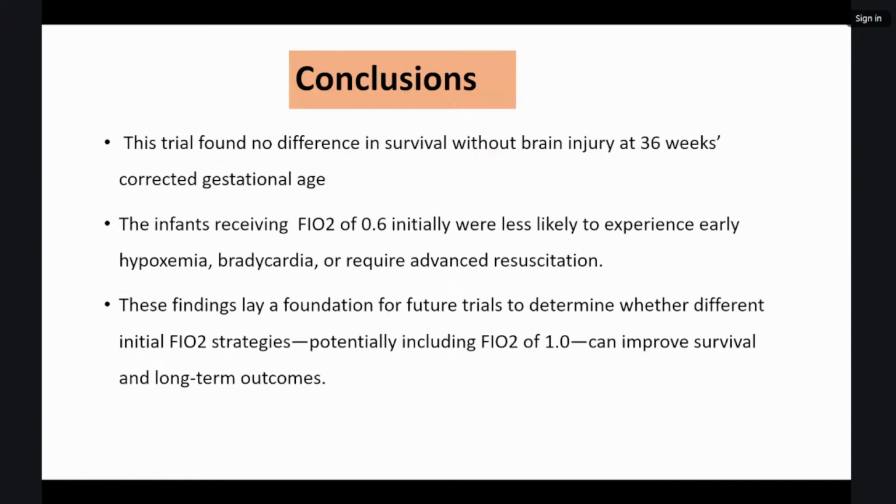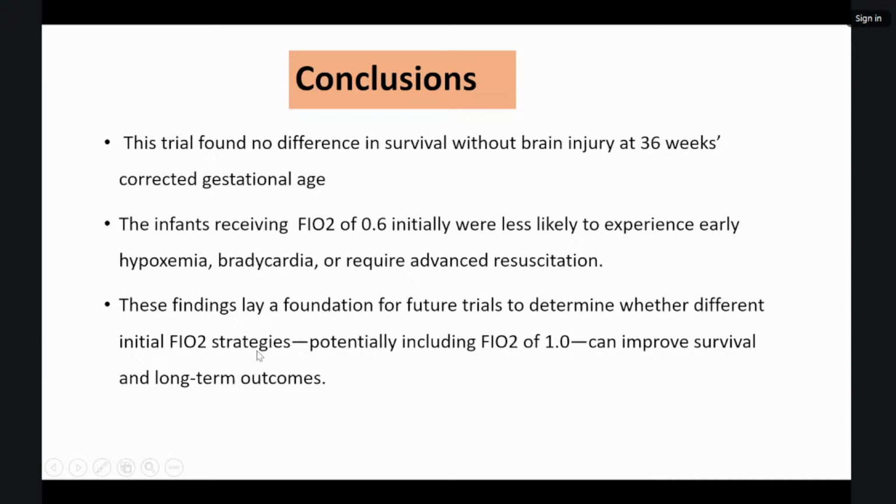So what this trial showed is that there was no difference in survival without brain injury at 36 weeks corrected gestational age between the 60% and 30% groups. The infants receiving 60% oxygen initially were less likely to experience early hypoxemia and bradycardia, and required less advanced resuscitation. These findings lay a foundation for future trials to determine whether different initial FiO2 strategies, potentially including an FiO2 of 100%, can improve survival and long-term outcomes.